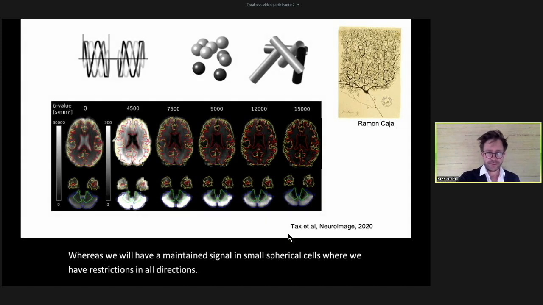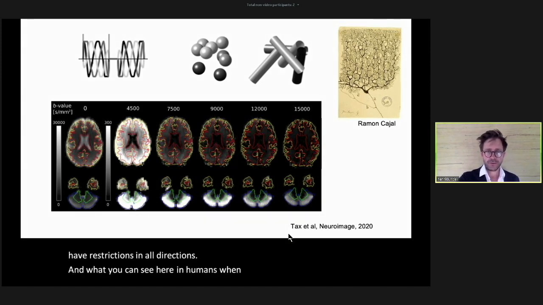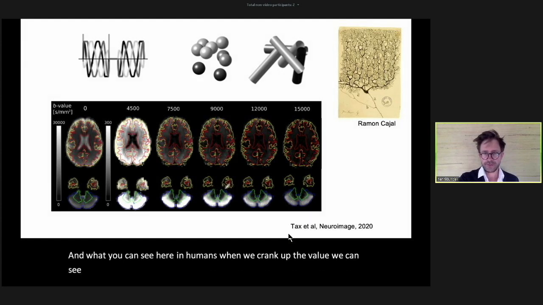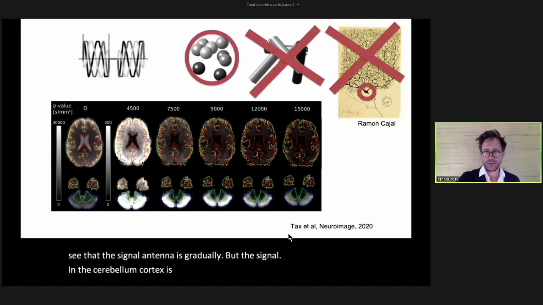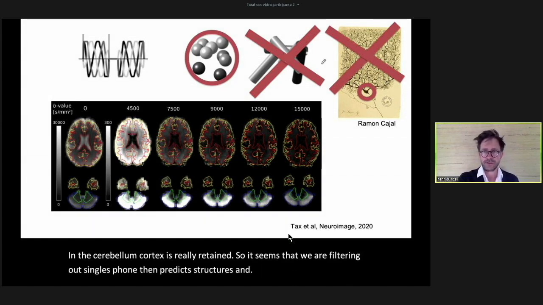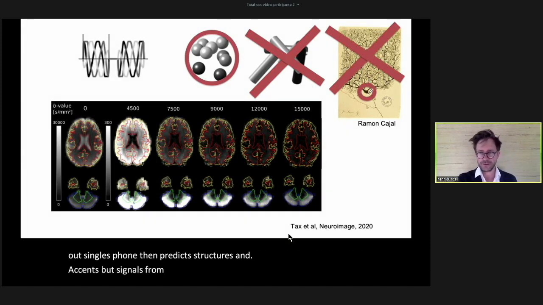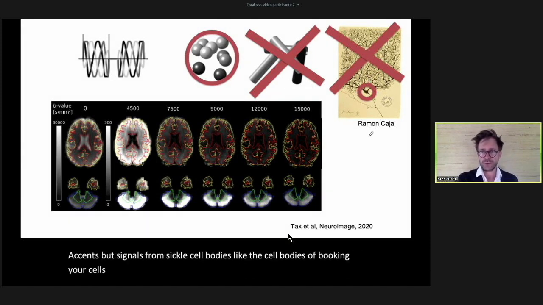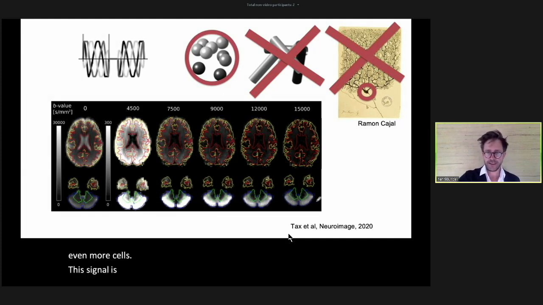And what you can see here in humans, when we crank up the b-value, is that the signal attenuates gradually, but the signal in the cerebellar cortex is really retained. So it seems that we are filtering out signals from dendritic structures and axons, but signals from spherical cell bodies, like the cell bodies of Purkinje cells, and maybe even more from the granular layer where we have even more cells, are retained, and that's what we see here at very high b-values.